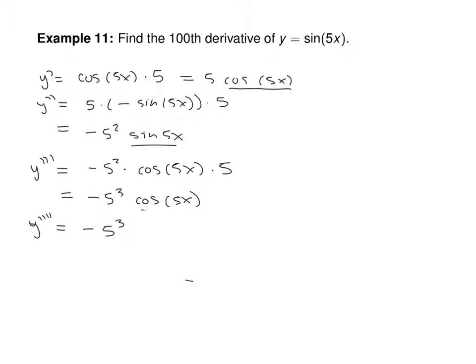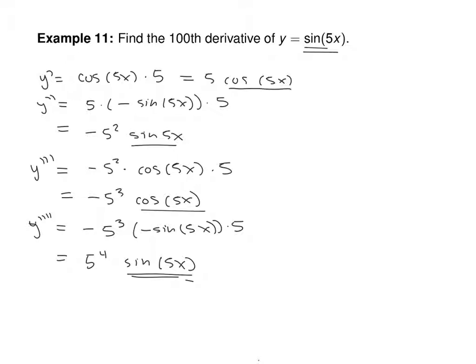Cosine's derivative is negative sine, and multiplied by what because of chain rule? 5. So that becomes positive 5 to the 4th sine of 5x. And the 5 to the 4th isn't back where you began, but the sine of 5x is, right? Back to the original category.